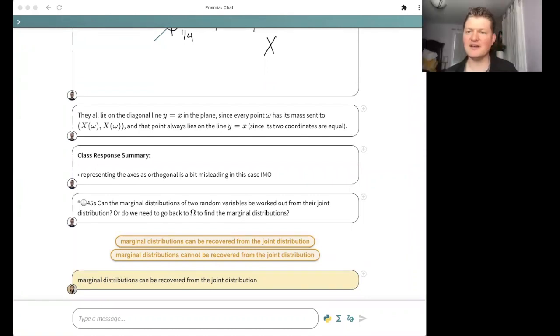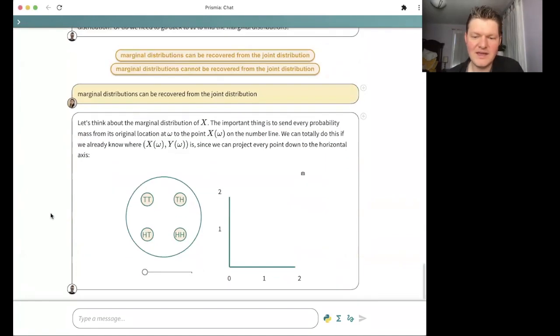Yep, that's great. That's exactly right. So the point is that we have all this information about x comma y. And whenever you know x comma y, you know x and you know y as well from that. So it's more specific information. We can totally recover a marginal distribution from a joint distribution.